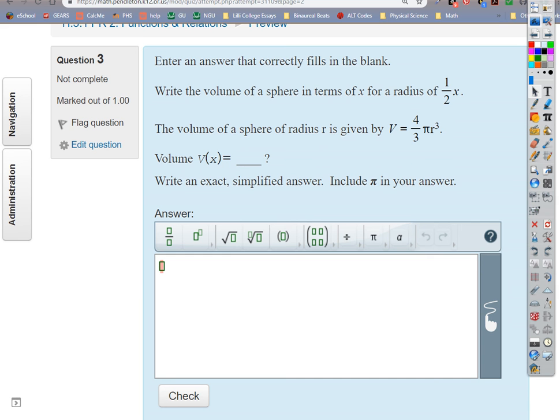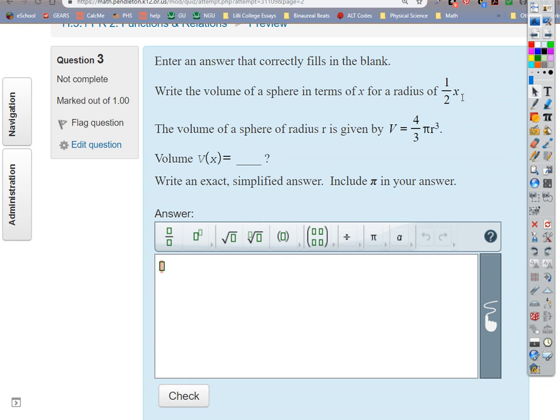What's the radius? 1/2 x. Yeah, right? So if I wanted to come up with a function, volume as a function of x, what would I do? We know the volume formula typically is given to us in terms of radius, right? But in this case, we're not given radius per se. I mean, we are. We're told radius is 1/2 x, right?